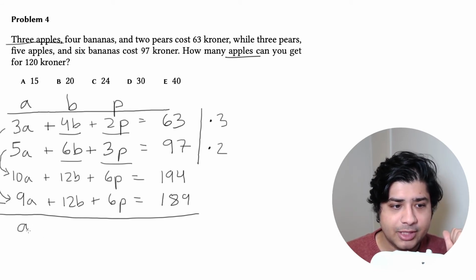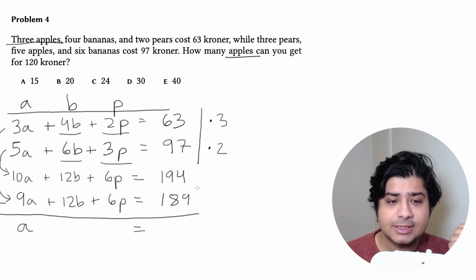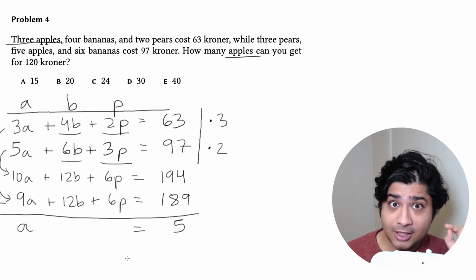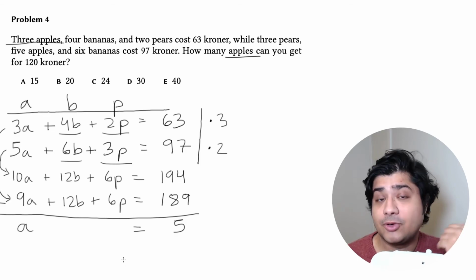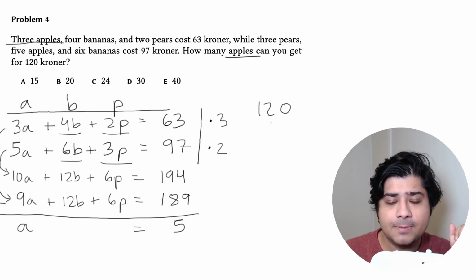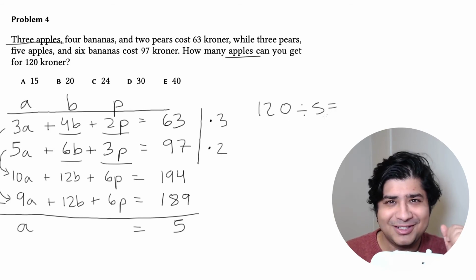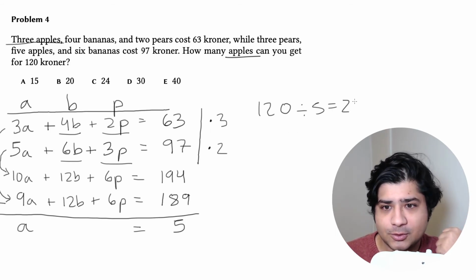It's going to be left with A. This becomes 0, this becomes 0, so we're left with 194 minus 189, that's going to be just a 5, which means that an apple costs 5 kroners. We're still not done here, because they're having us do another step, which is how many apples can you get for 120 kroners, which of course is going to be super easy, because we can just do 120 divided by 5. I don't think I need to write this, because you probably already know that. That's going to be 24.